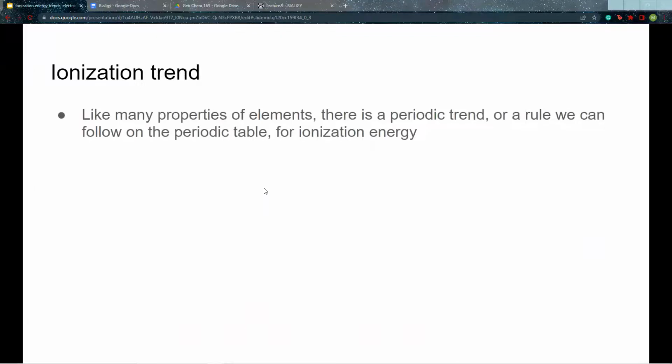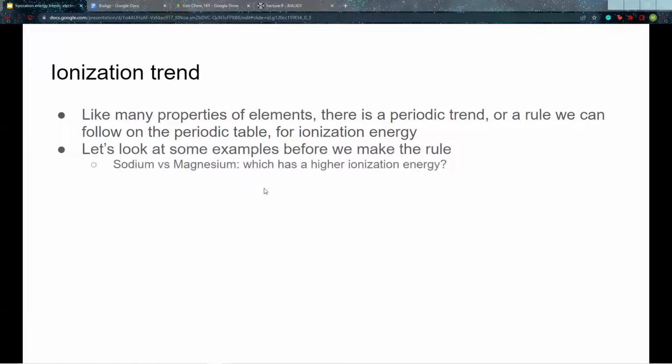Like many properties of elements on the periodic table, there is a rule we can follow for ionization energy. Let's consider some examples before we make our rule. First we'll consider sodium and magnesium. Which of these would have a higher ionization energy? If you need a hint, consider the nuclear charge of each element. Since magnesium has 2 valence electrons, it wants to lose 2 electrons. This should make it more eager to lose those electrons, right?